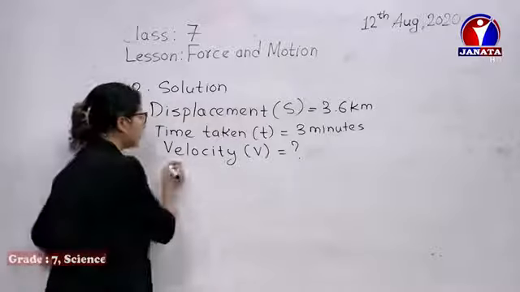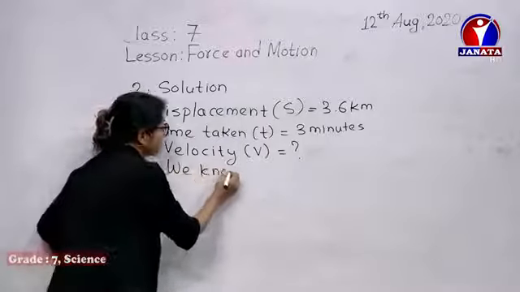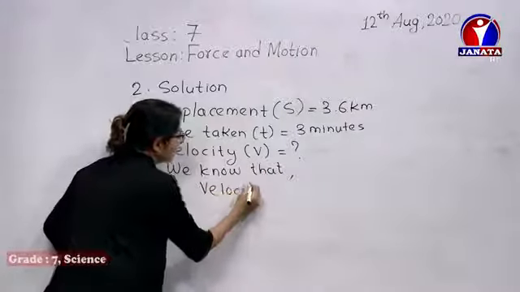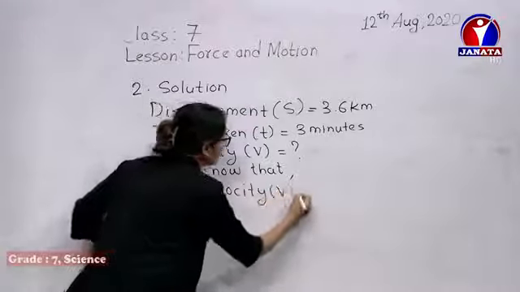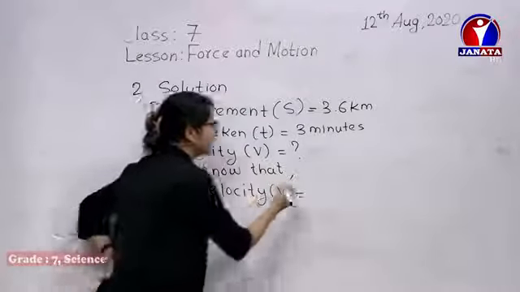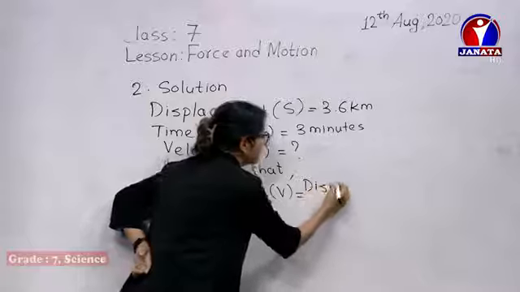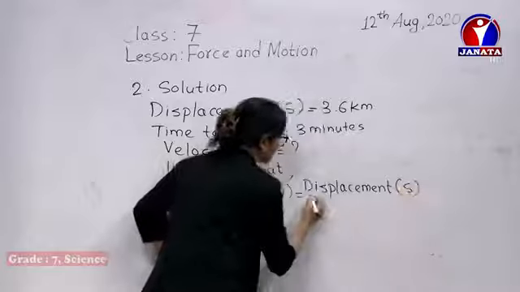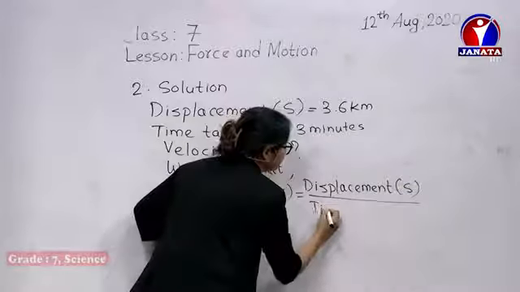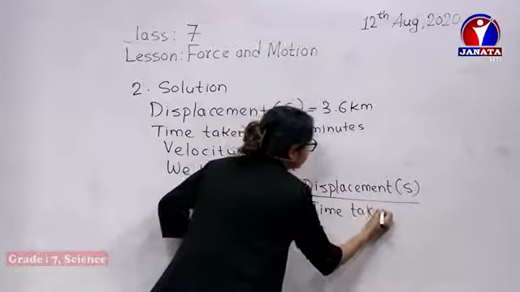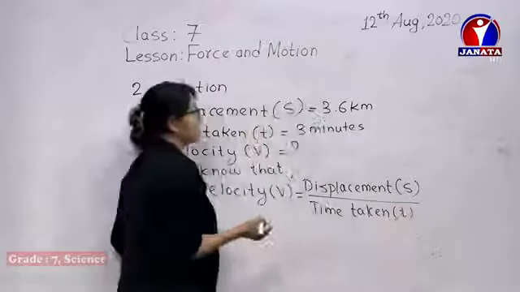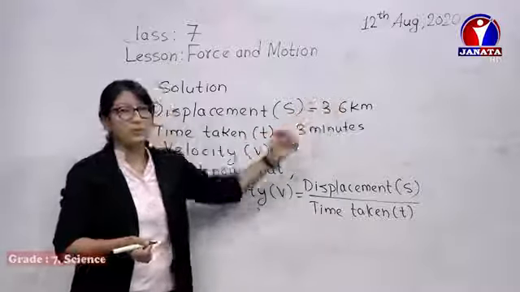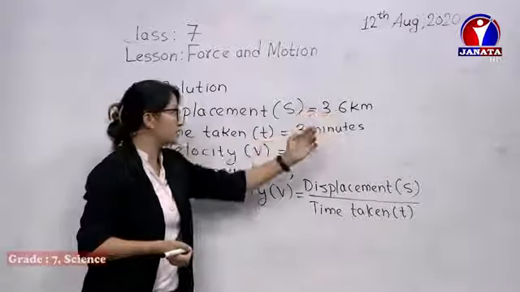Now we again know the formula of velocity. I think you all remember it; we revised this just now. Velocity is equal to displacement by time taken. Displacement is denoted by letter S, and time taken by T. Now most often what students do is directly put in the values as given, simply doing 3.6 divided by 3.